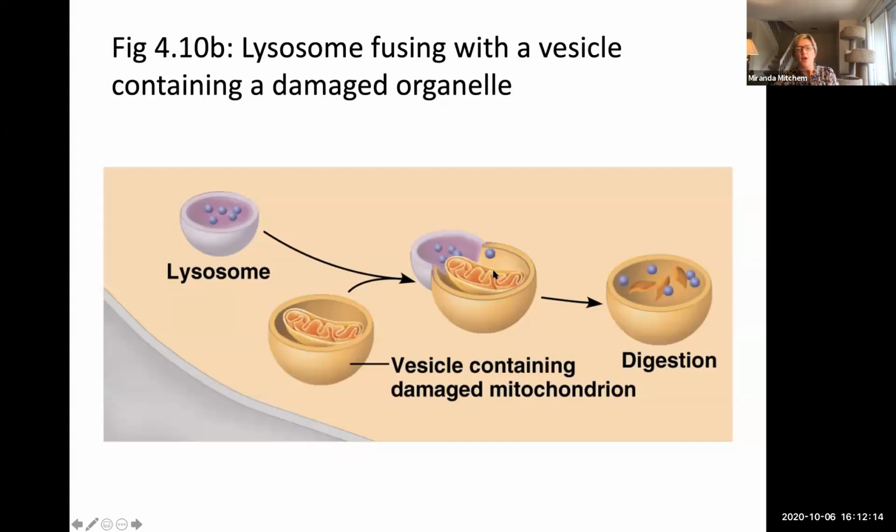The example of removing a damaged organelle is shown here. So we've got a vesicle that has a damaged mitochondria in it. The lysosome fuses, spilling the digestive enzymes onto that damaged mitochondria, which is then broken down into small enough pieces that the cell can deal with them.